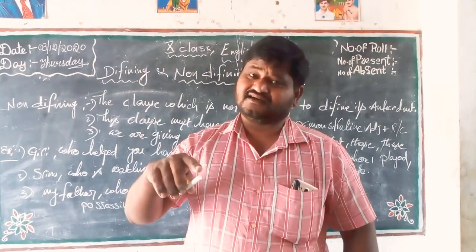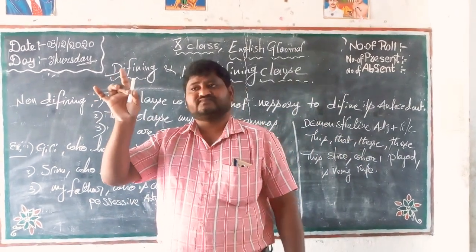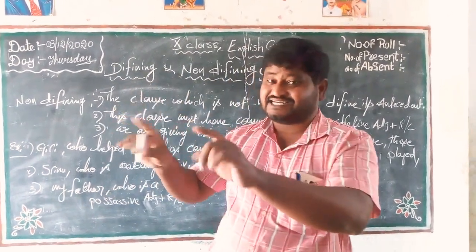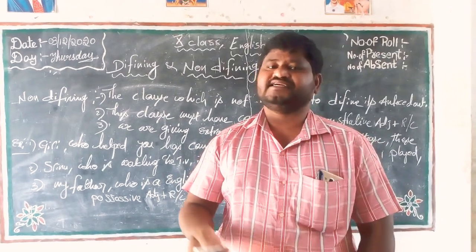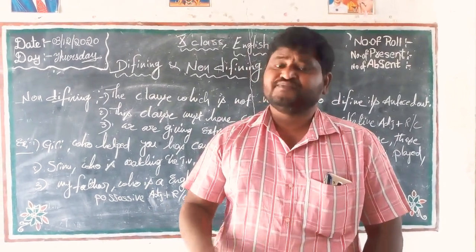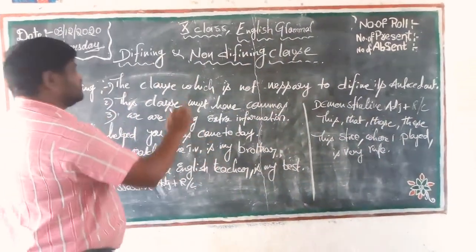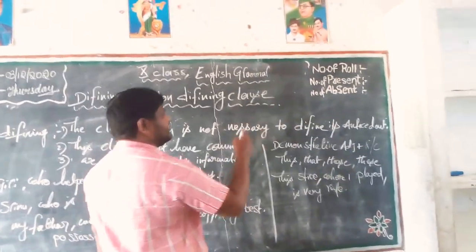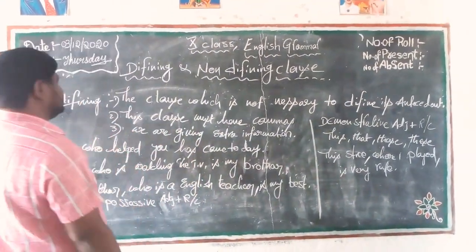Then what is a defining relative clause? The clause which is necessary to define, that is the defining relative clause. And the non-defining relative clause is the clause which is not necessary to define its antecedent. That is what we call the non-defining relative clause.